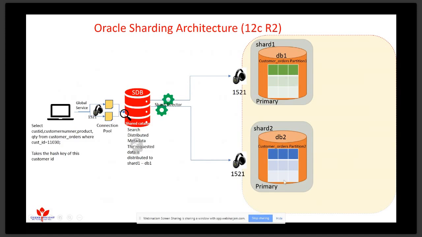If a customer fires a query on this database, it goes first to a connection pool, and then the shard director listens to that and searches the metadata within the shard catalog. What is metadata? If I create a table with a shard key, or a distribution key, the actual table definition is stored here, not here.